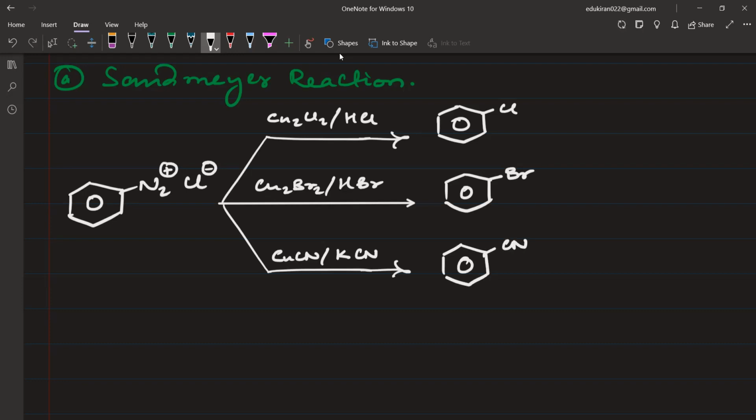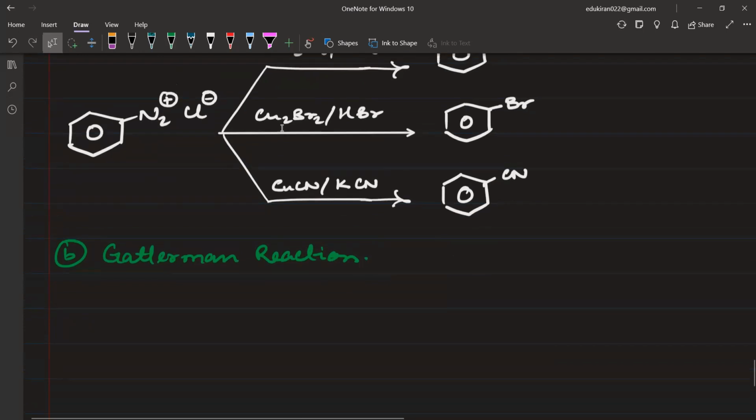We'll get benzonitrile. Similar products are given by another reaction that is known as Gattermann reaction. Okay, please remember Gattermann reaction and the Gattermann-Koch reaction are different. Okay, Gattermann-Koch reaction is different. This is just Gattermann reaction. Now in Gattermann reaction, you have the benzene diazonium chloride.